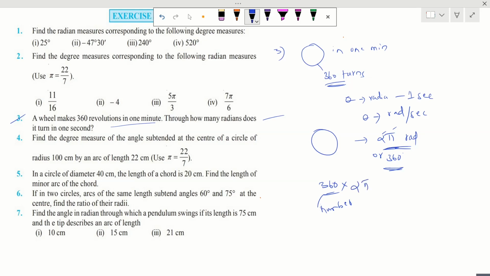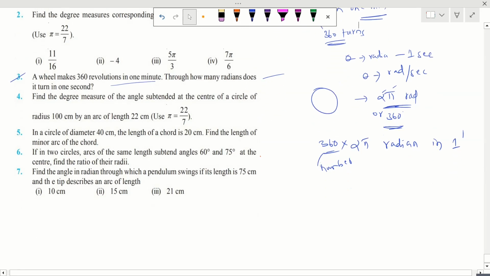So there are 360 into 2 pi radians in 1 minute, as per the problem statement. Here 360 is not a degree, it is a number of revolutions, and this is the degree. So this is 360 into 2 pi radian in 1 minute.